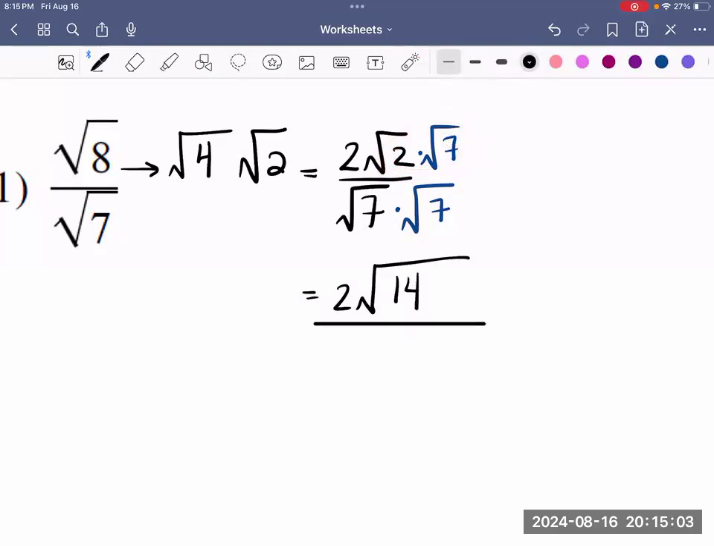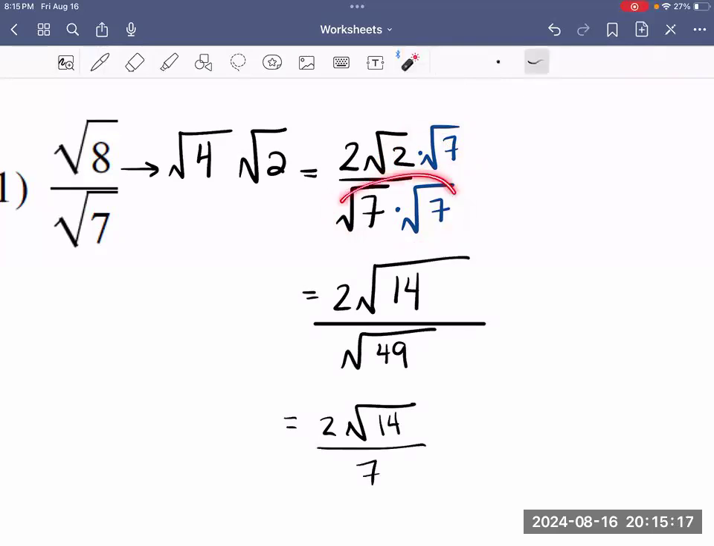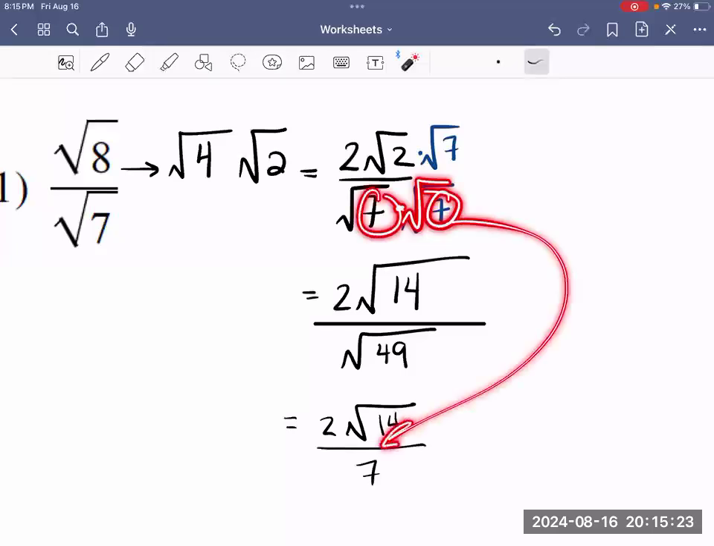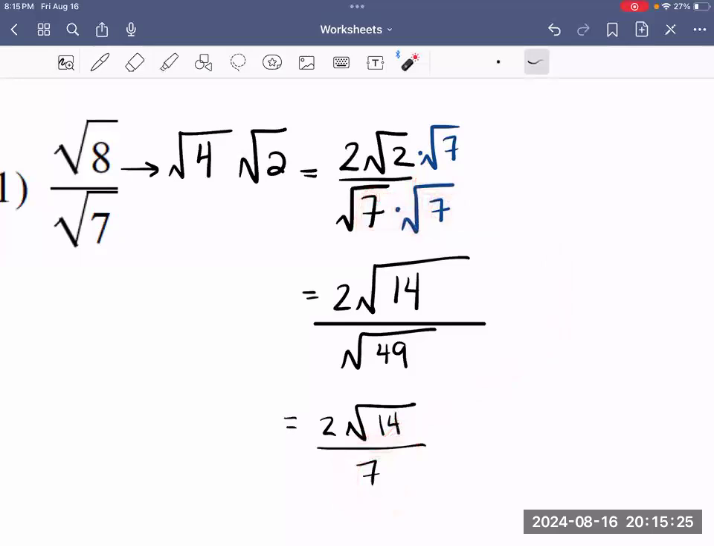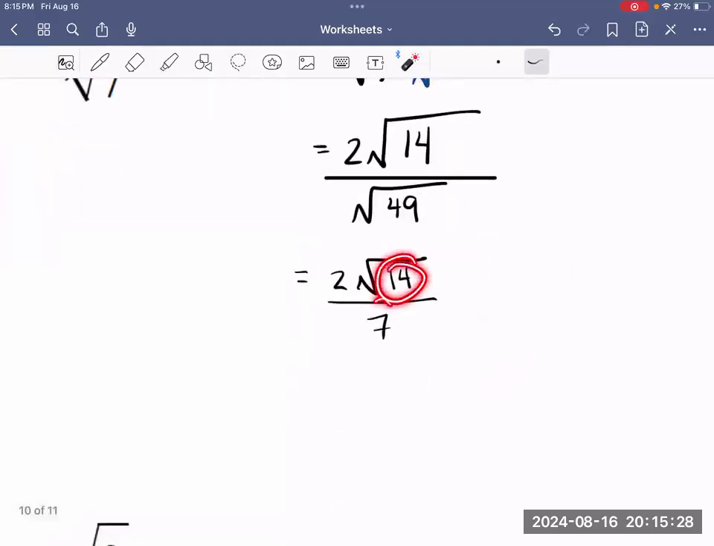And then on the bottom, if we multiply 7 times 7, that'll get us the square root of 49, which is 7, because you see the pairs. So rationalizing the denominator, as long as you multiply by itself, it'll create that same number in the bottom. Now you cannot divide 14 and 7 and make it 2, because this is really the square root of 14, which is its own number. However, you can look to see if your outside coefficients can simplify any further, in which case 2 divided by 7 doesn't simplify.